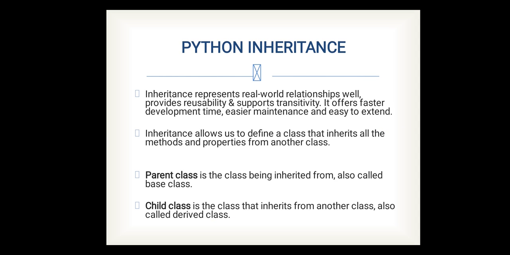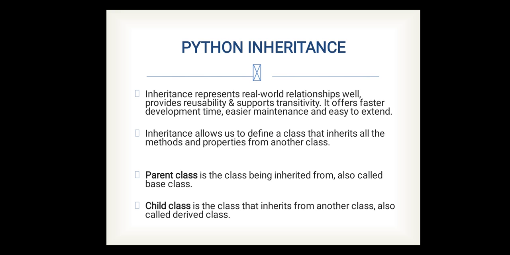Inheritance represents real world relationships well and provides reusability and supports transitivity. It offers faster development time, easier maintenance and is easy to extend. Inheritance allows us to define a class that inherits all the methods and properties from another class. So here we are inheriting the properties of the parent class into the child class, that is, from the base class to the derived class.